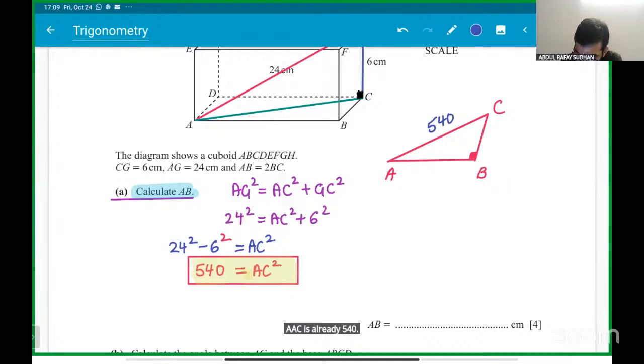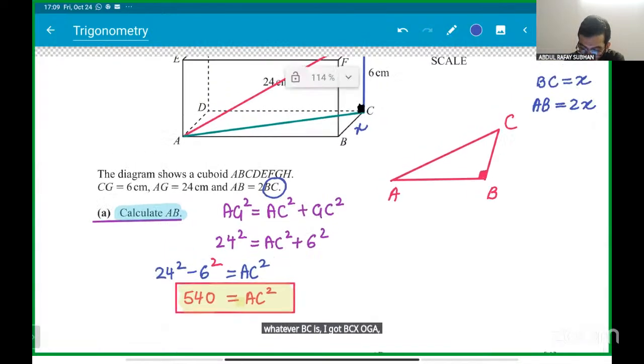The examiner says this is AC. The examiner told us, okay, whatever BC is, let's call it BC as X centimeter. So AB will be 2 times of X. Does everyone agree? Whatever BC is, if BC is X, then AB will be 2X.